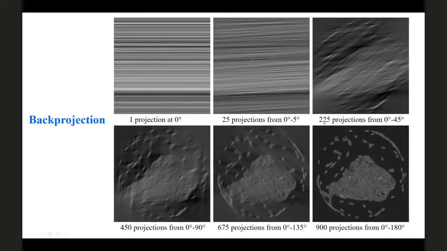So this is when you've taken 225 projections, 0 to 45 degrees, 90 degrees. Now you're starting to see the sample, even though you've only collected 90 degrees of data. This is 135 degrees of data. And finally, when you've taken all 900 projections in this case from 0 to 180 degrees, you get a very nice looking reconstruction of that one slice. And then the reconstruction is basically just doing that operation on all however many slices you've got, 10, 20 in today's data.